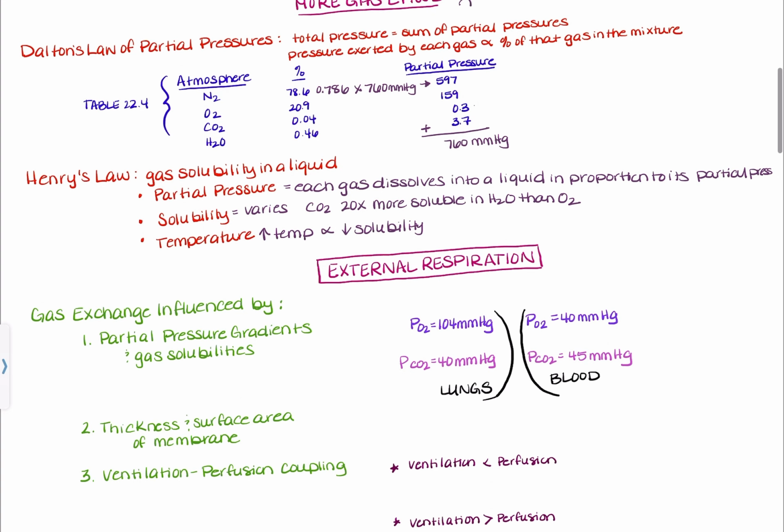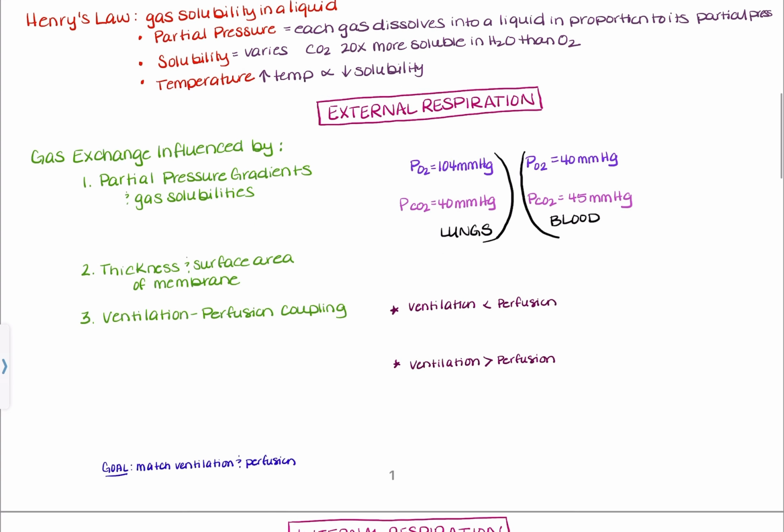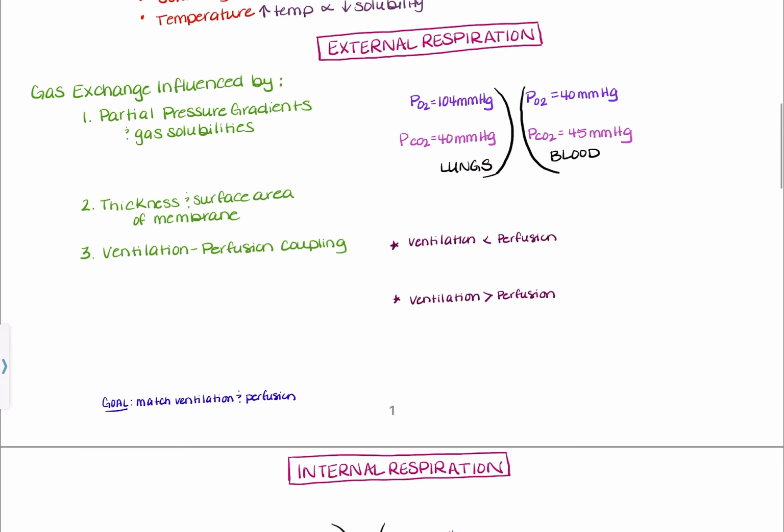Both the partial pressures, when we talked about Dalton, as well as solubility in a liquid, Henry's law, are going to come into play when we talk about external respiration and internal respiration. External respiration, again, is gas exchange between our lungs and our blood. How do we influence how much gas is exchanged and in which direction between our lungs and our blood? It's going to be dependent on three different things: partial pressure gradients and gas solubilities, which is what we just talked about with those two laws.